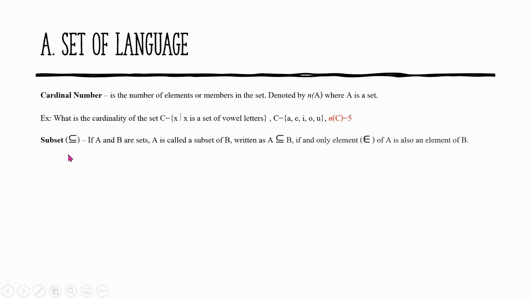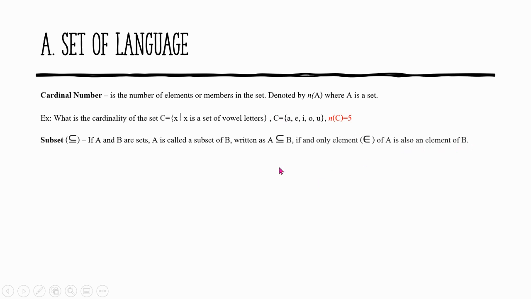Okay, there is also a subset. A subset is symbolized like this. This is where, if A and B are sets, A is called a subset of B, written with this symbol. A is a subset of B if and only if every element of A, this element symbol, is also an element of B.